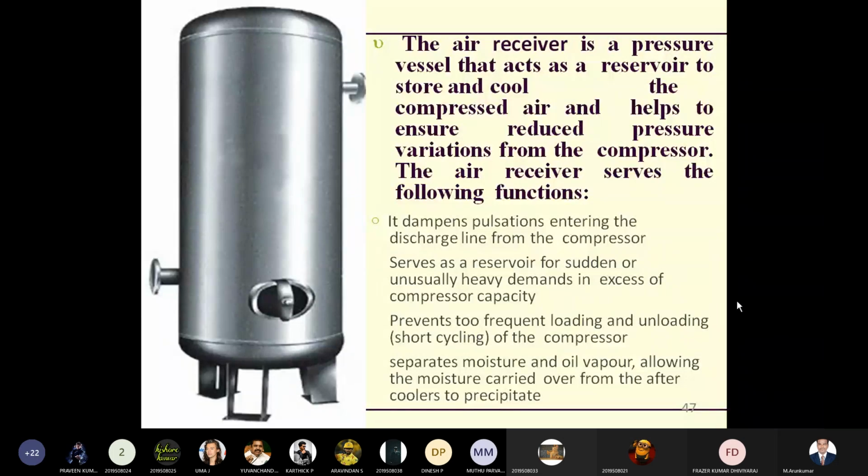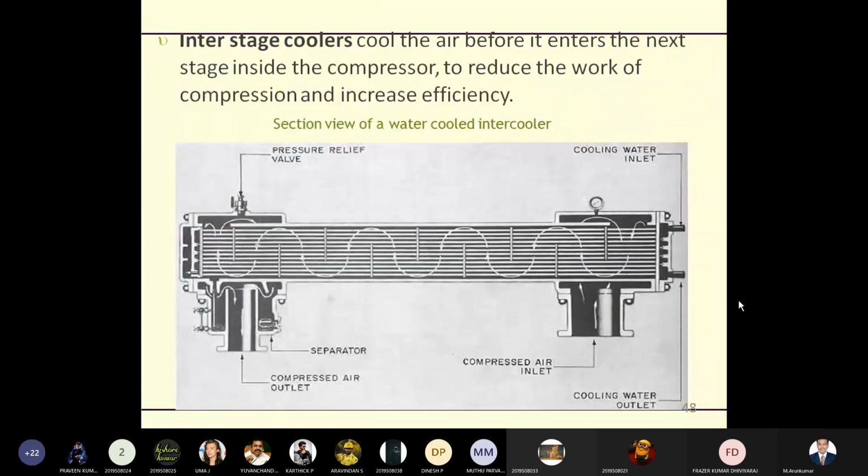Then another component is interstage coolers. These cool the air before it enters the next stage inside the compressor, to reduce the work of compression and increase efficiency. You know the purpose of a cooler, right? Actually, this is the cross-sectional view of this intercooler.